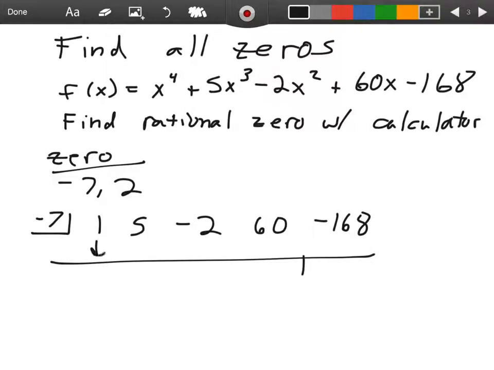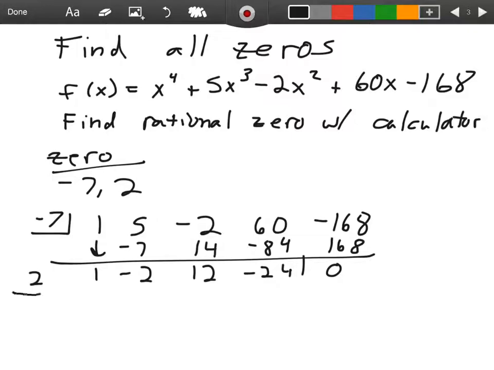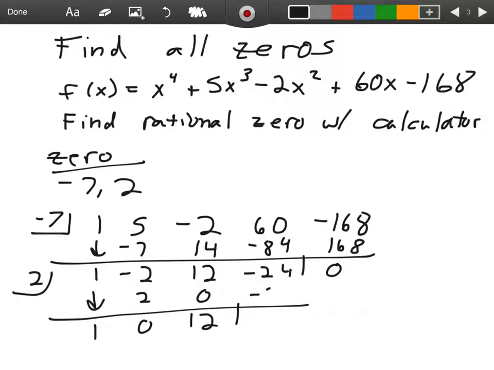So I get 1, negative 7, negative 2, 14, 12, negative 84, negative 24, and that gives me 168 and 0. Again, that was understood, we knew that was going to happen, but we're just using it to simplify, because we can drop down to the next line and use the other 0 to simplify a little more. 1, 2, 0, 0, 12, 24, and 0.